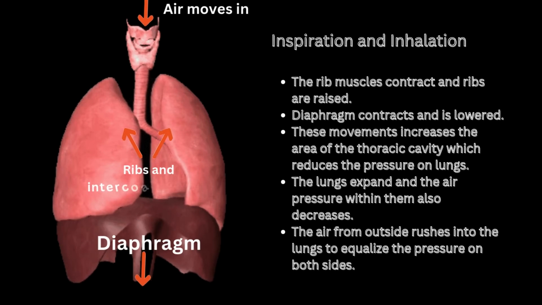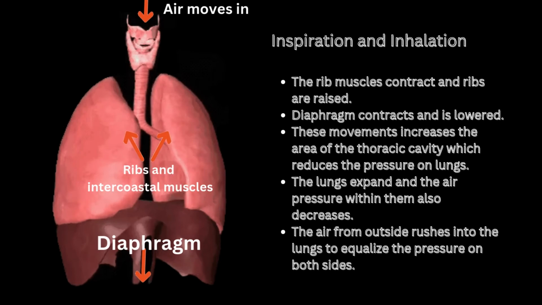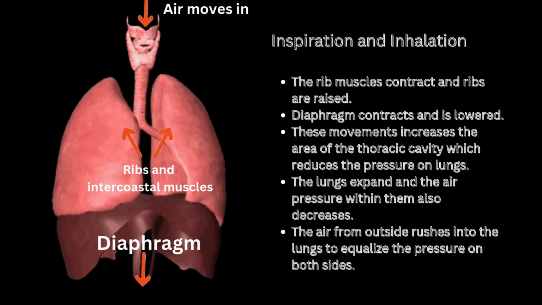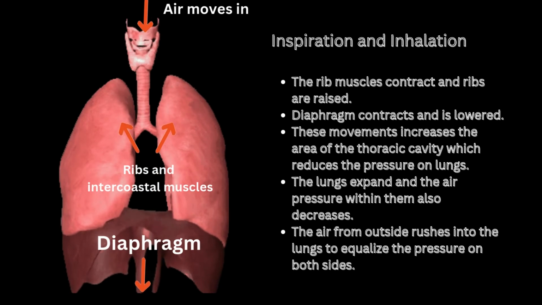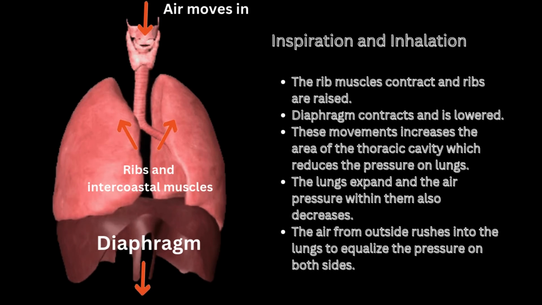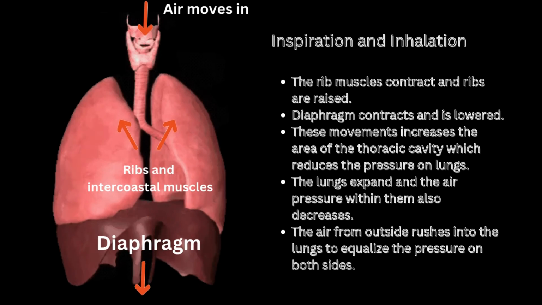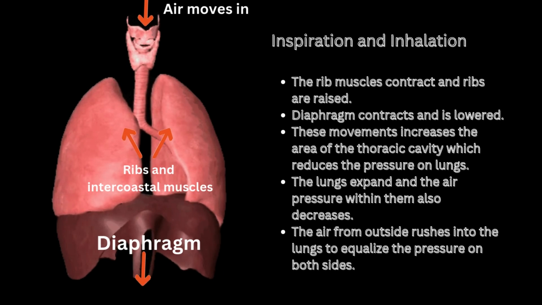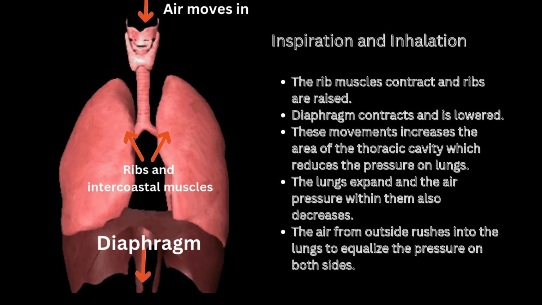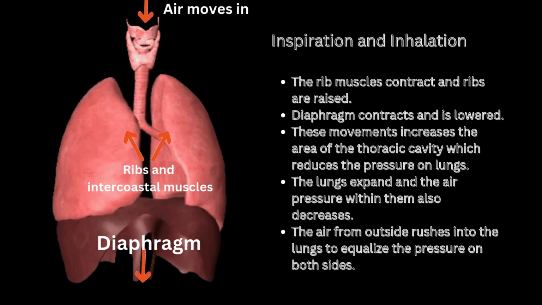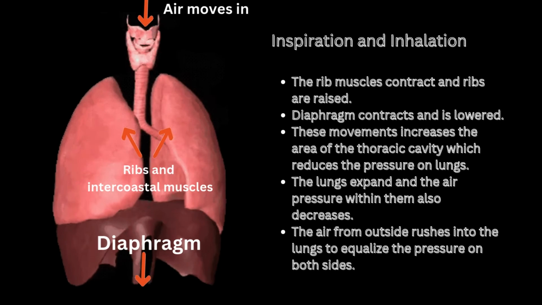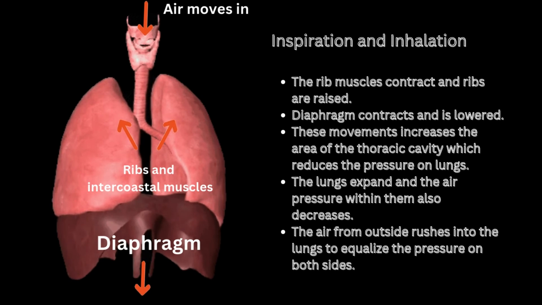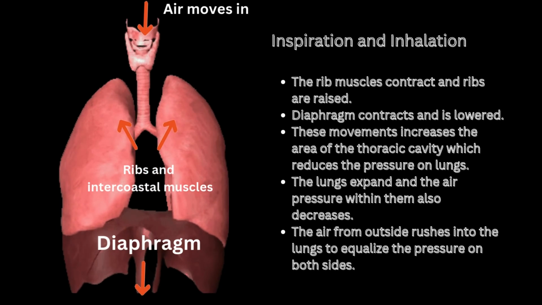The physical movements associated with the gaseous exchange are called breathing. There are two phases of breathing, that is inhalation and exhalation. During inhalation, the rib muscles contract and ribs are raised. At the same time, the dome-shaped diaphragm contracts and is lowered. These movements increase the area of the thoracic cavity, which reduces the pressure on lungs. As a result, the lungs expand and the air pressure within them also decreases. The air from outside rushes into the lungs to equalize the pressure on both sides.